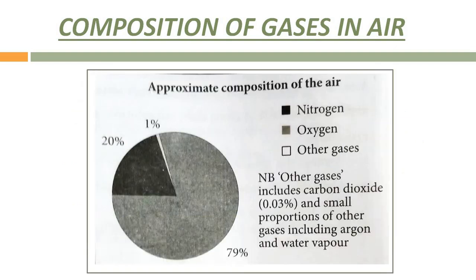So this picture is showing the composition of air. Children, this picture is showing a pie chart. Here you can see 78 to 79% is nitrogen, 20 to 21% is oxygen, and the remaining 1% includes carbon dioxide and a small portion of other gases like argon and water vapor.